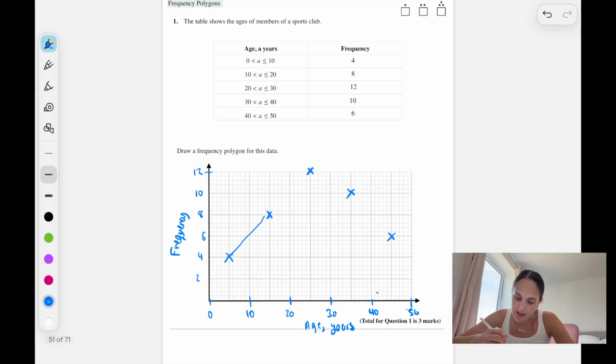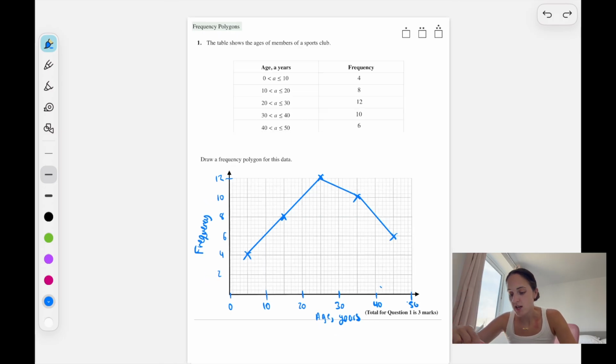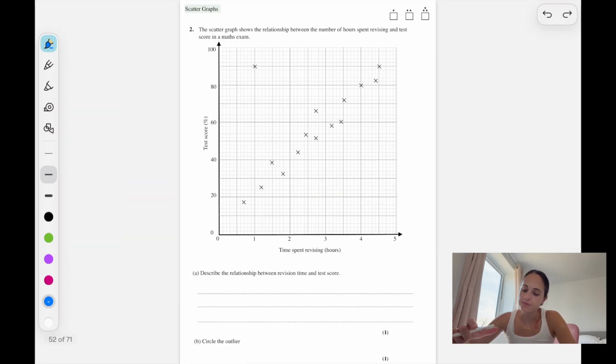And now we simply connect them together. We don't join the first and the last point up. We don't pretend to carry them on. We don't do this. The points are simply floating in the middle like this. So that is the answer to this question.